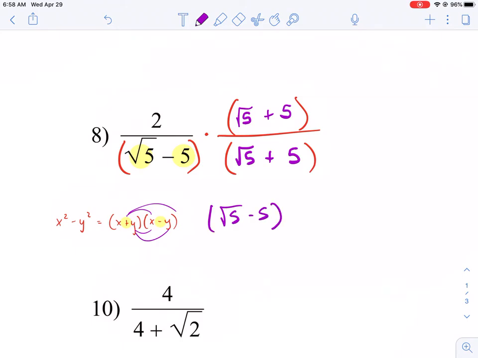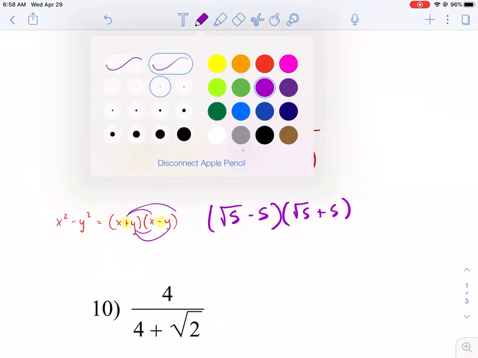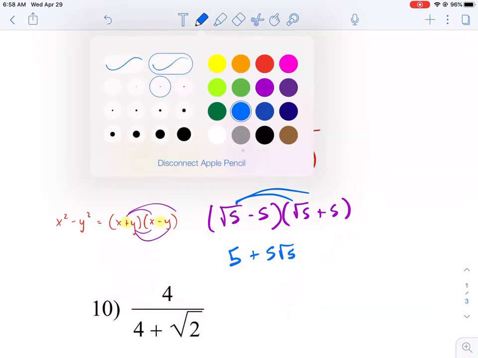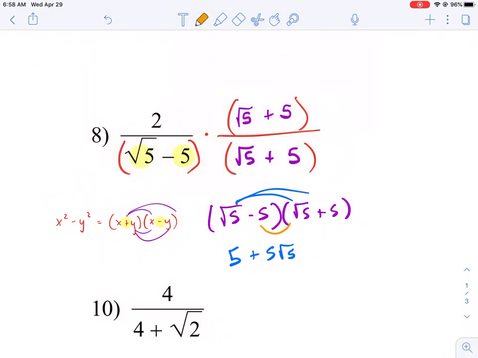Let me take my time in FOILing this so you can follow along on why I do this. We're going to do square root of 5 times square root of 5. That gives me 5. Then square root of 5 times 5. That gives me 5 radical 5. So we still have some radicals, and that's not good, but hopefully that will get taken care of. Then we have negative 5 times radical 5. That's negative 5 radical 5. Negative 5 times 5, that's negative 25.